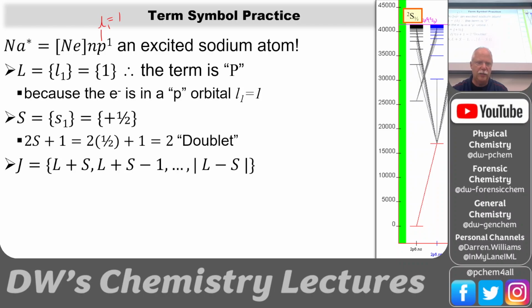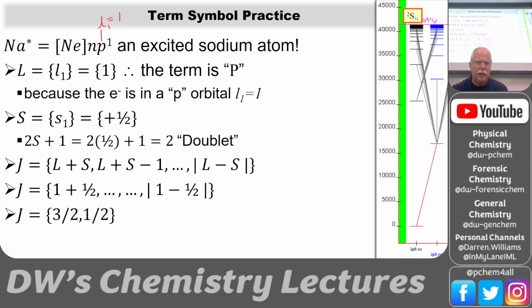Okay, so L plus S, we have J equals 1 plus a half, since S is 1/2 because we have one unpaired electron, all the way down to L minus a half. And this is a funny way of writing it. Instead of writing this as 1.5, they just call it 3/2. And this is 1 minus a half, and so it's 1/2. So we have 3/2 and 1/2.